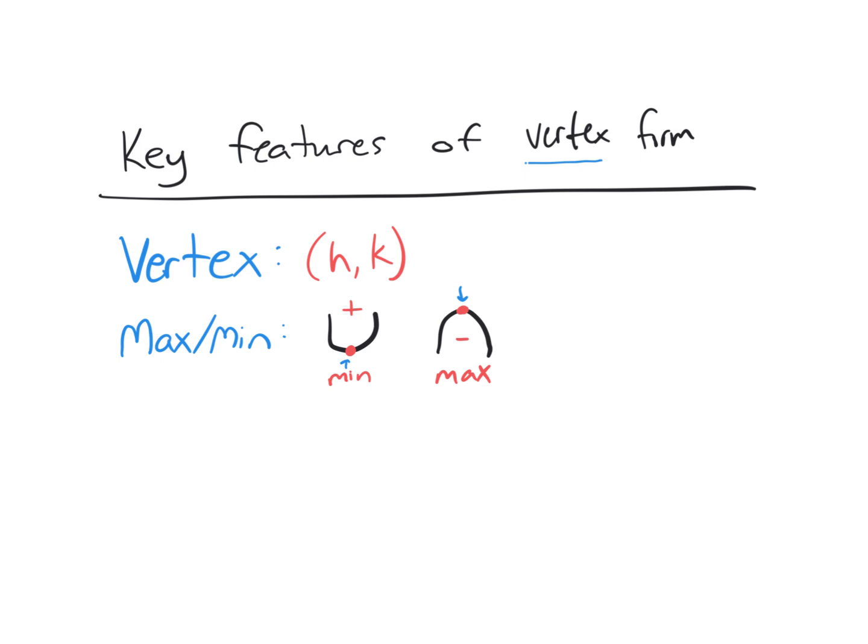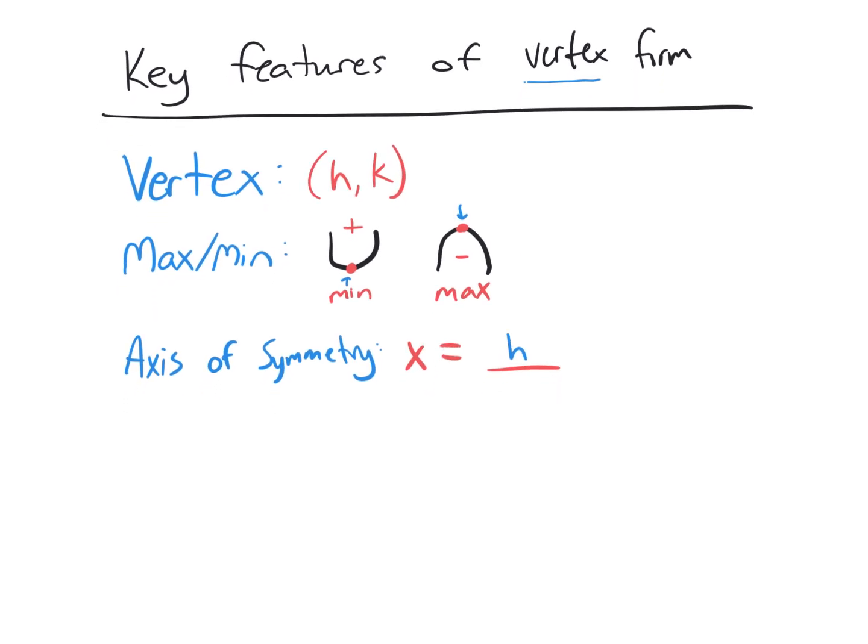What came after max and min? AOS, which stands for axis of symmetry. Where does the axis of symmetry come from? x equals. Yep, it's the x value. In this case, we don't know what the x value is, but that comes from the h value in the vertex. What came after axis of symmetry? Yep, it is domain and range.